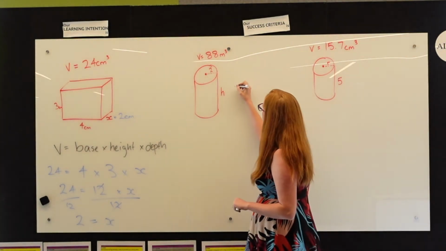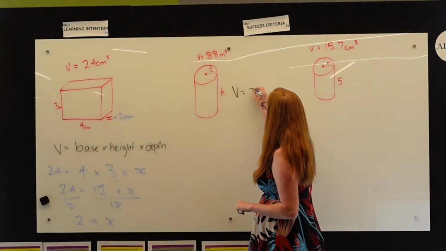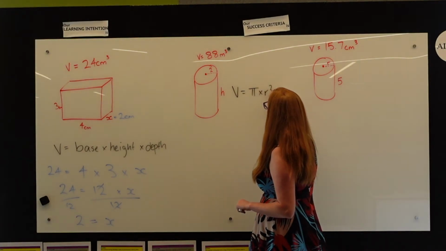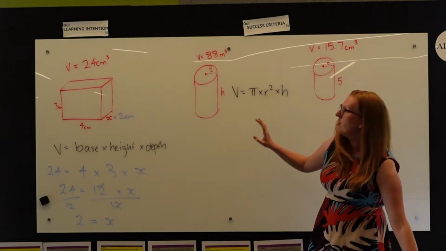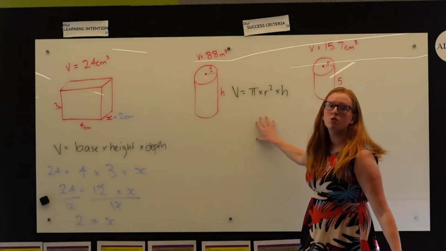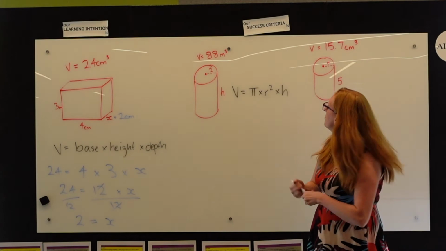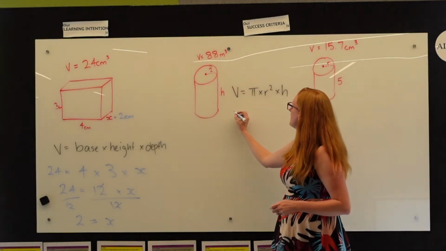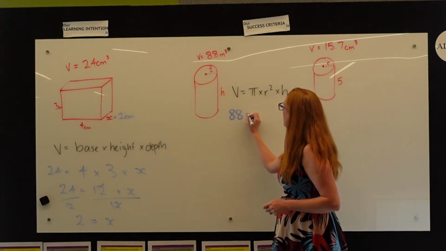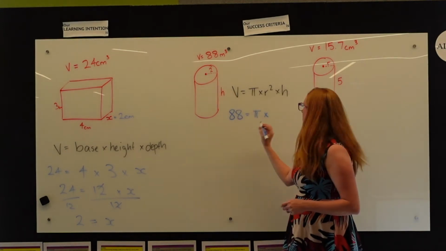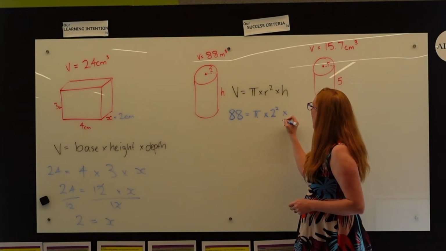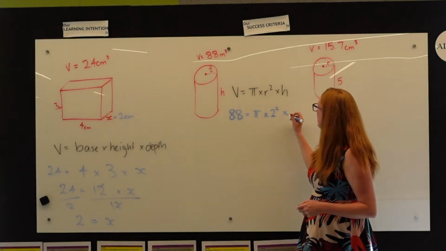So the formula for a cylinder is volume equals pi times r squared times h. Now all I do is I put those numbers that I'm given into the place of the letters. So volume, they tell me it's 88. It's pi. My radius is 2, so 2 squared. And I don't know what the height is, so I'm just going to leave it as h.